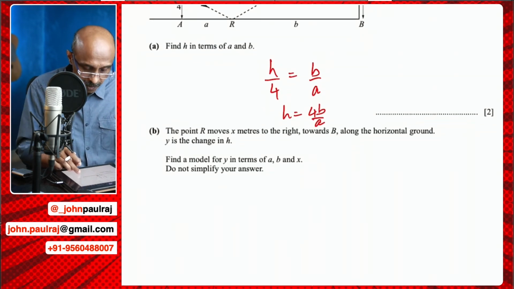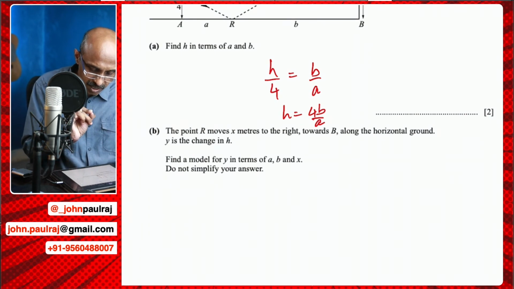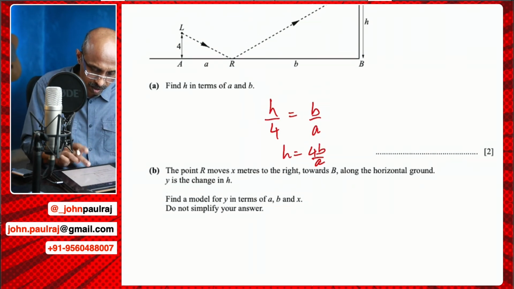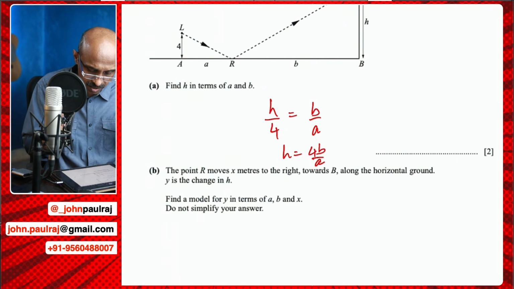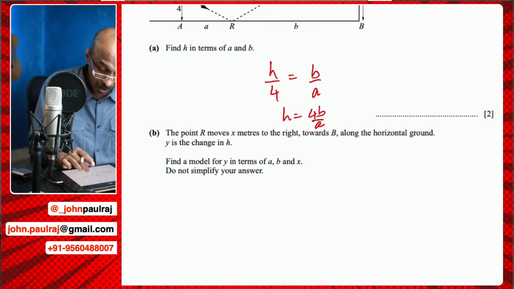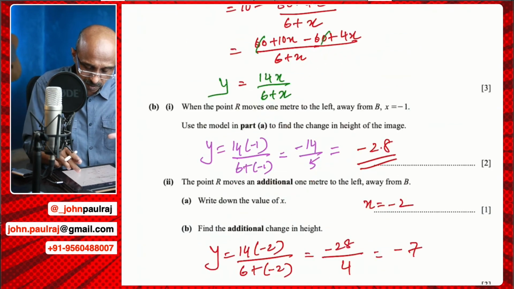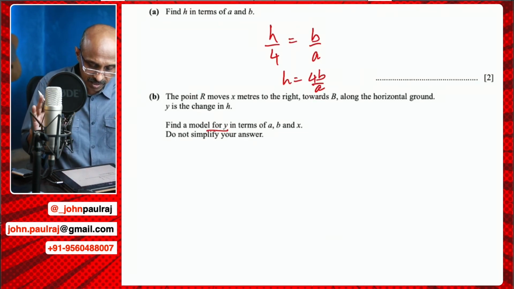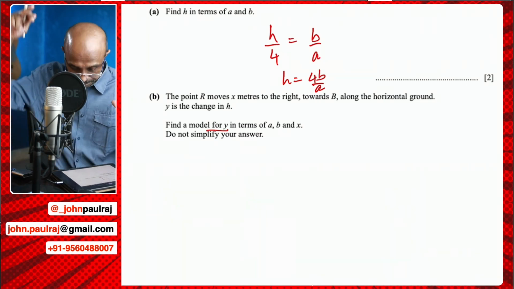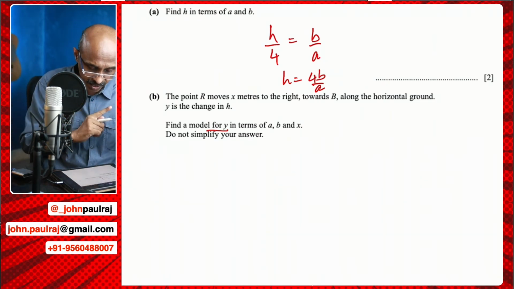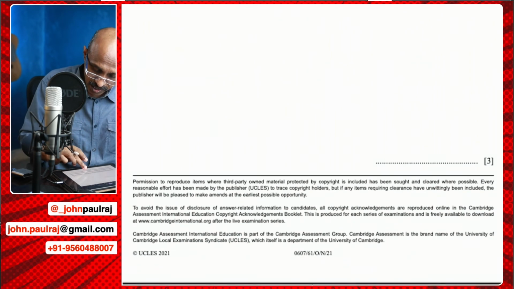Okay, and then the final part: the point R moves X meters to the right, towards B along the horizontal ground. Y is the change in height. Find a model for Y. A similar idea was explored in the earlier question, the change in height with actual numbers. But now you just want a generalized idea for the model for Y, the change in height, in terms of A, B, and X. Do not simplify the answer. That means you can just leave it as it is, okay?